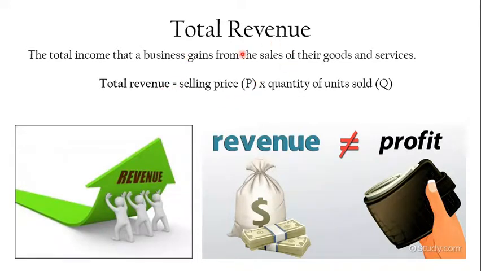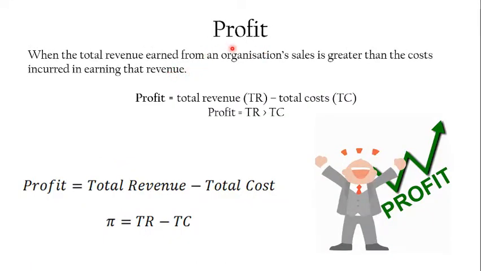So total revenue, sales revenue, is the income a business gains from the sales of their goods and services. Profit, on the other hand, is different. And profit occurs when the total revenue earned from an organisation's sales is greater than the costs incurred in earning that revenue. In other words, when a business gets in excess money from selling their products on top of the money that they spent in terms of earning that revenue.